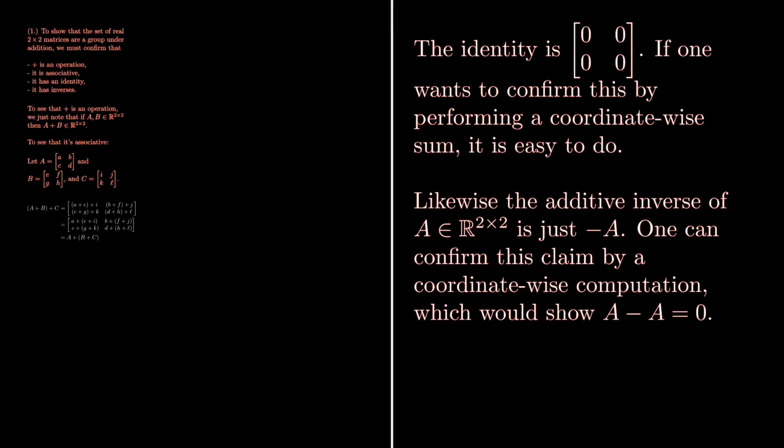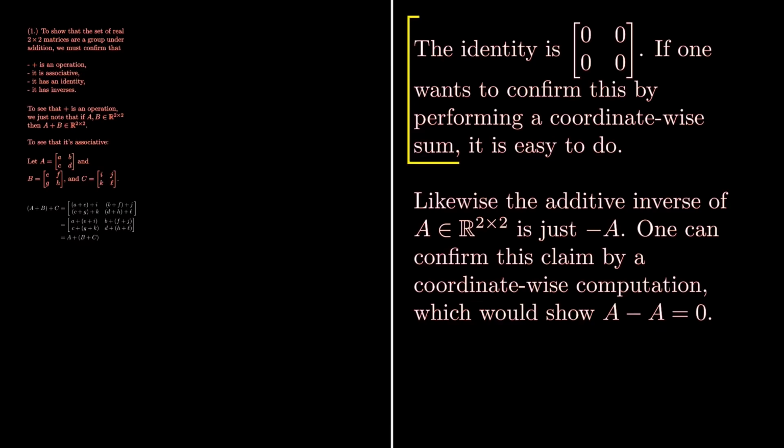Let's move on to completing the demonstration that this set and operation are a group. So now we need to talk about the identity element. It's very easy to check by a coordinate-wise sum that the matrix of all zeros is the identity element for 2 by 2 matrix addition. And I take it that that is clear and simple enough that I don't need to explain it any further.